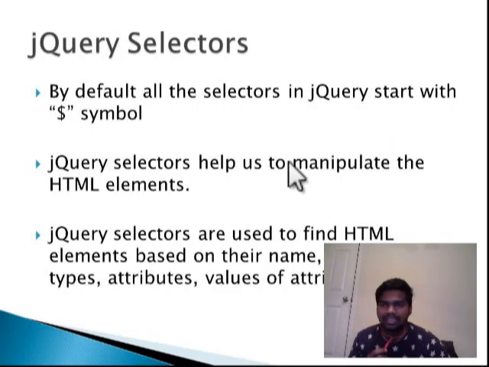If you have to use jQuery, it should start with a dollar symbol. A jQuery selector can help us manipulate the HTML element. So if you have to do some operation on it, jQuery is a perfect tool through which we can do those kinds of operations and manipulations. jQuery selectors are used to find the HTML elements based on their name. As I've told in my previous slides, we can use different naming conventions and different selectors by their IDs, types, classes, attributes, etc. Let's move forward with the next slide.